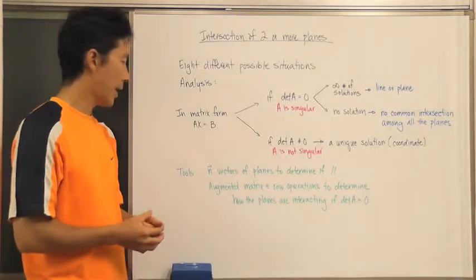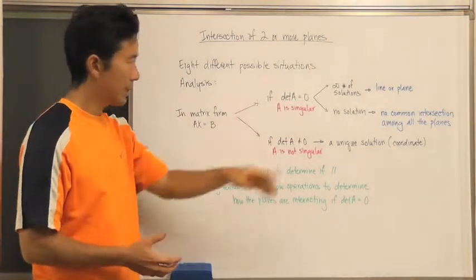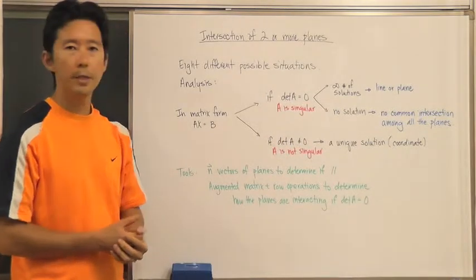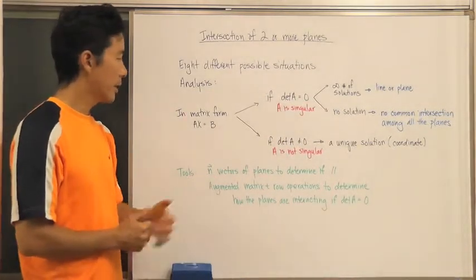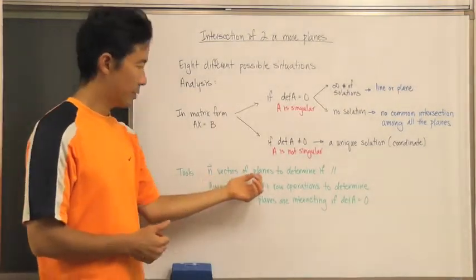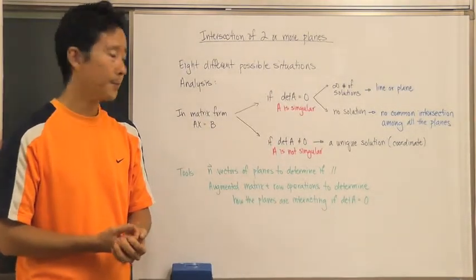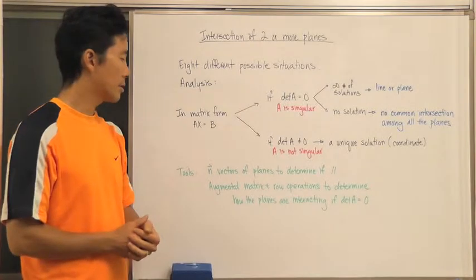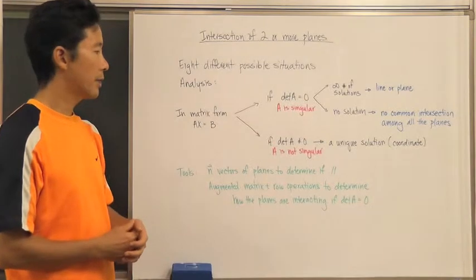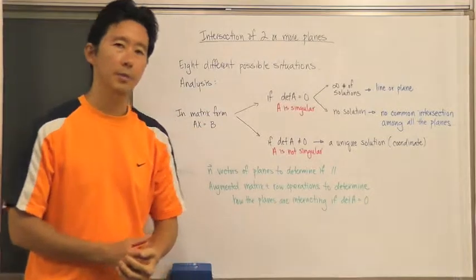Now, again, just to recap, the tools that we're going to need in order to analyze the situations with three planes interacting with each other are the normal vectors of all the planes. The reason for that is we can very easily determine if planes are going to be parallel to each other. In addition to that, we're also going to need the augmented matrix and row operations, in particular if the determinant of A is equal to 0 or A is singular, and that means that we have these 2 situations here.